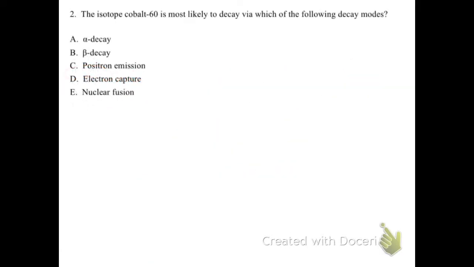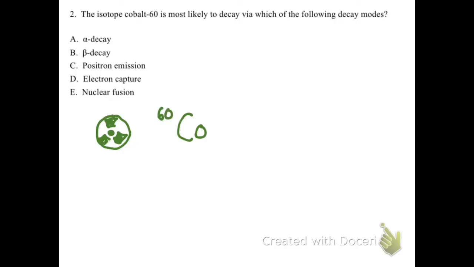In this question, we're trying to find out the most likely form of decay of cobalt-60. So the first thing we need to do is ask ourselves, is the number of protons in cobalt greater than 83? No, it is decidedly not. Cobalt is element number 27, so this is not going to be a great candidate for alpha decay. So we're going to rule out alpha. But now we need to look at our radioactive isotope, which is, in this case, cobalt-60 that we're analyzing.